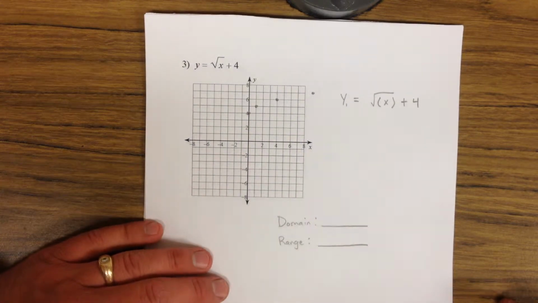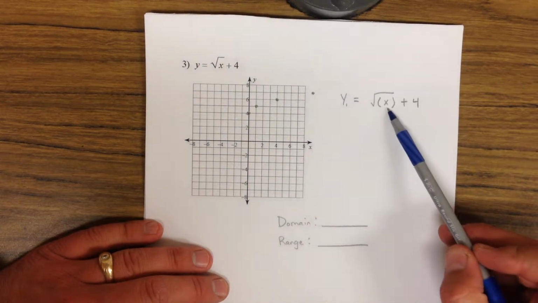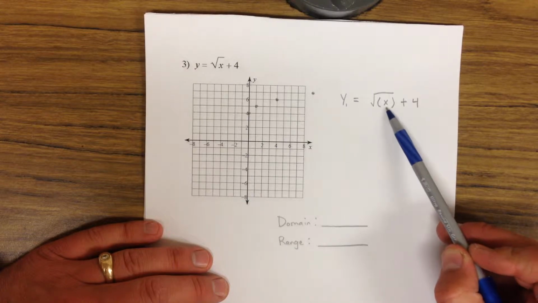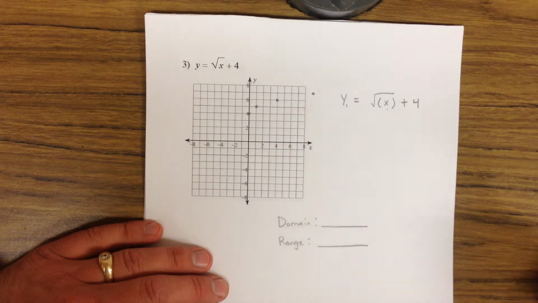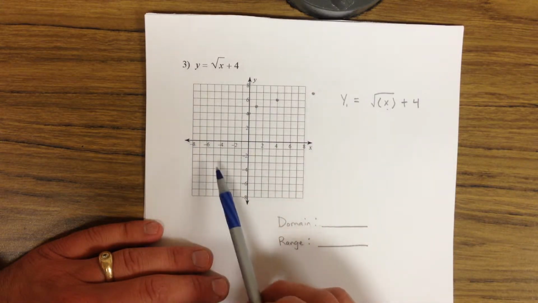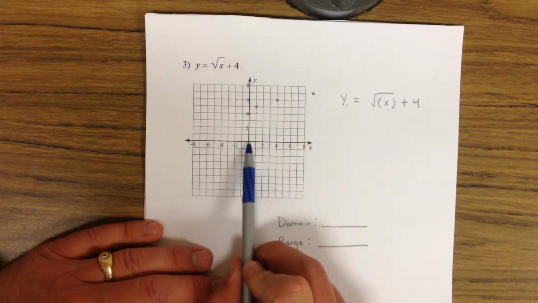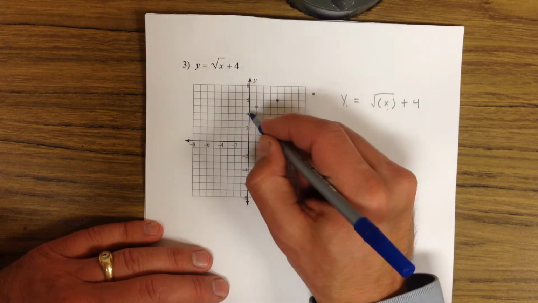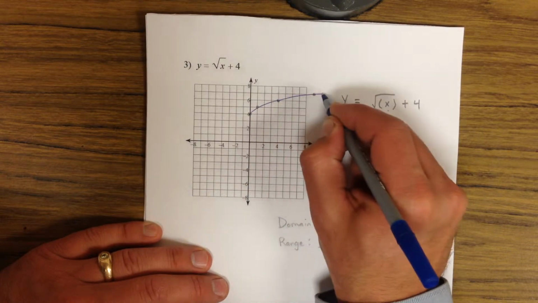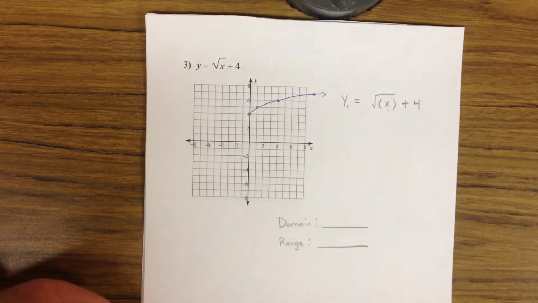Number 3, the biggest thing is that if you're using your calculator, you have to make sure that the x is the only thing that's in parentheses, because we only want the square root of x, then plus 4. And if you're good at translations of this, you know the square root of x starts right here, but since I'm adding 4, it's going to move the whole thing up 4 units. It's going to look something like that.